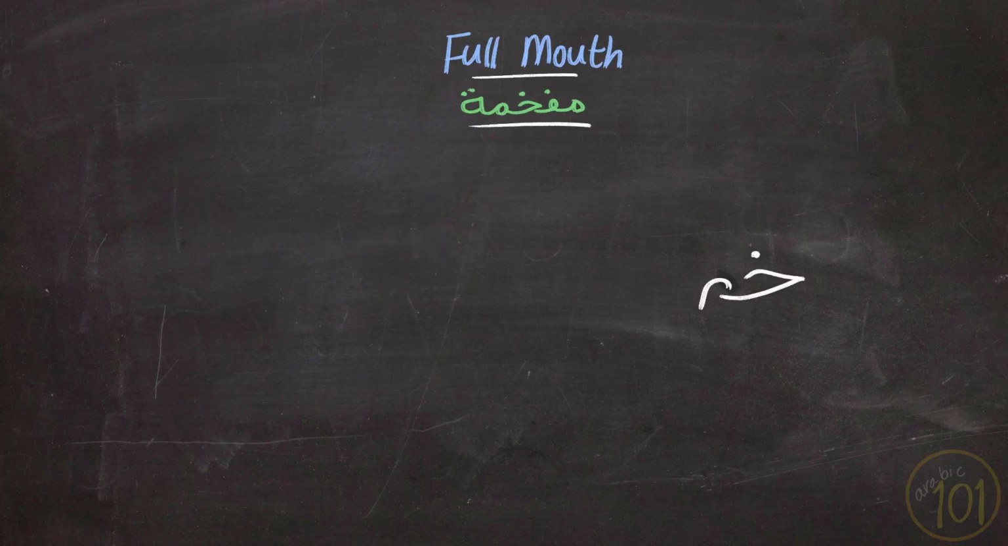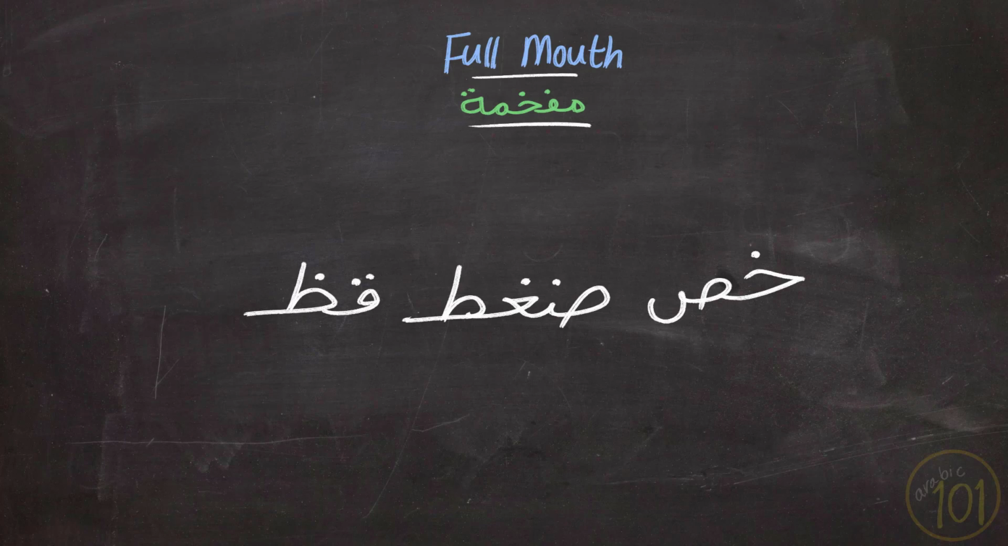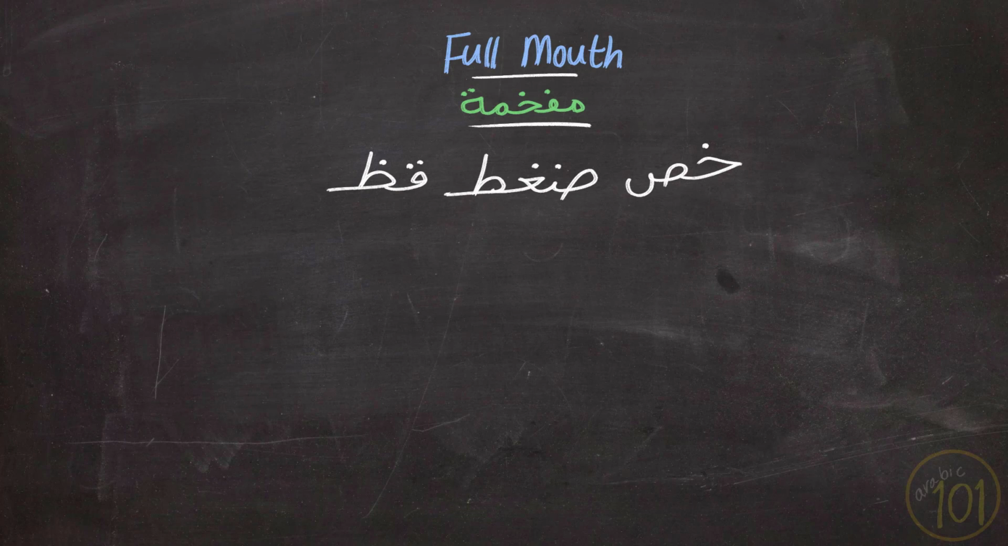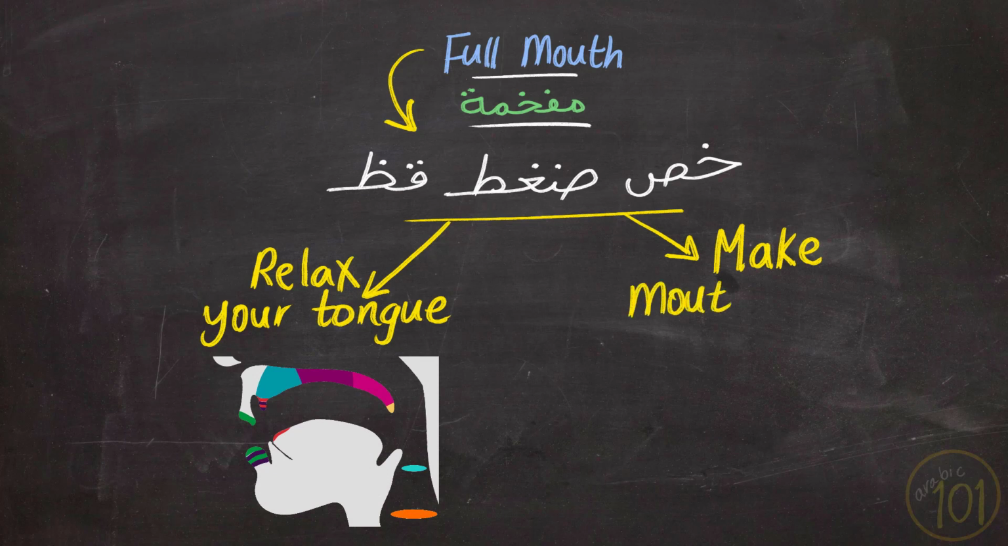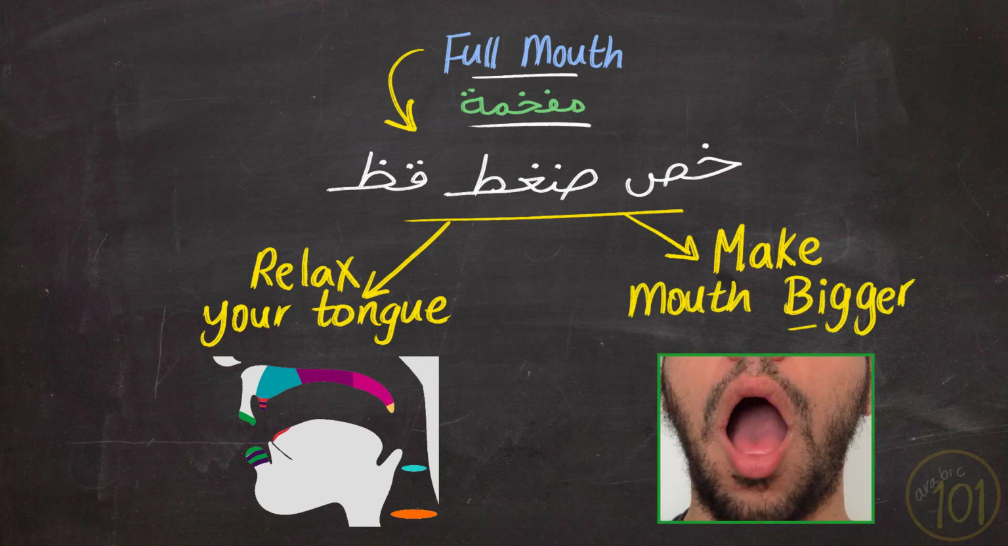First of all, the letters of Tafkheem are 7. They form the phrase khos ضغط qad. In order to add Tafkheem to them, you need to fill your entire mouth with the sound of the letter, which is done by, first, lowering or relaxing the tongue, depending on the letter, and making your mouth as hollow or big from the inside as possible. This will make sure that the sound will be full and will give the proper effect.